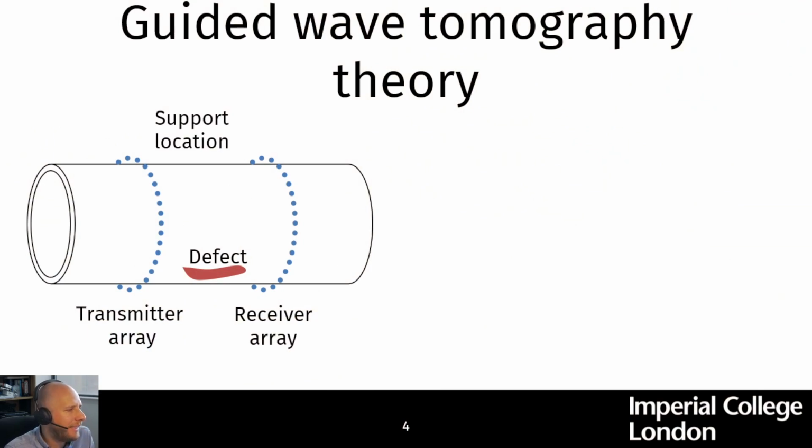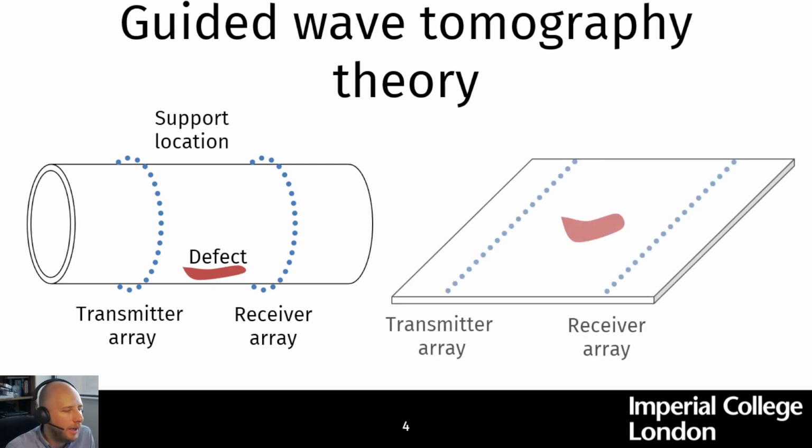The guided wave tomography setup is what we usually think about as having two ring arrays, a transmitter and a receiver, either side of the support location, with a potential defect there that you can see in the middle. What we usually do is neglect the curvature of the pipe, which is a valid assumption for most of the cases we're looking at, and essentially flatten the pipe out, unroll it into a nice flat plate that you can see here, with one transmitter and one receiver array either side of the defect.